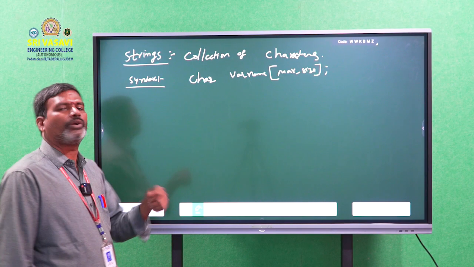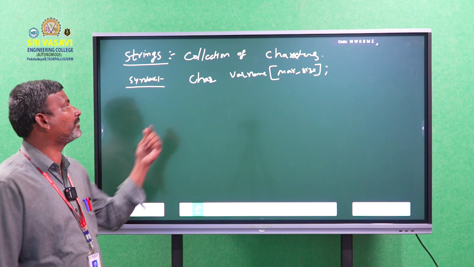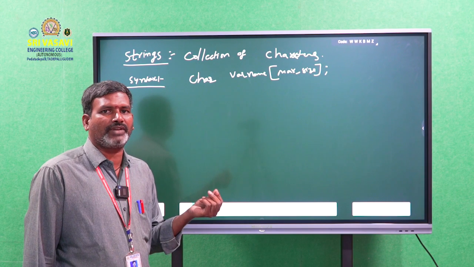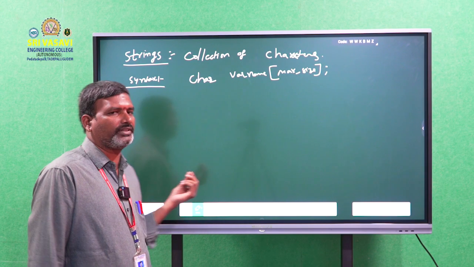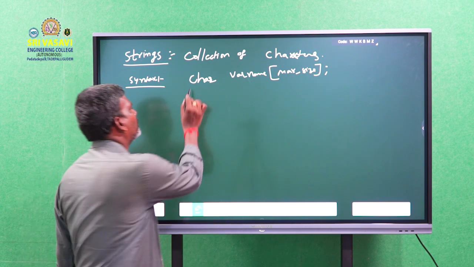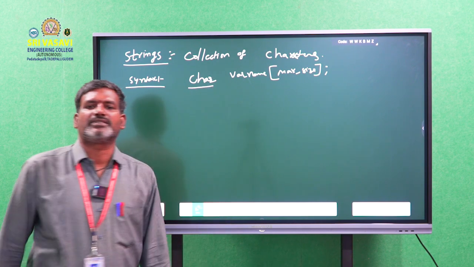Why? Because in previous classes we discussed arrays. An array is a collection of homogeneous data elements. The same concept is applied to strings. Here also, a variable that can store only character values is called a string.